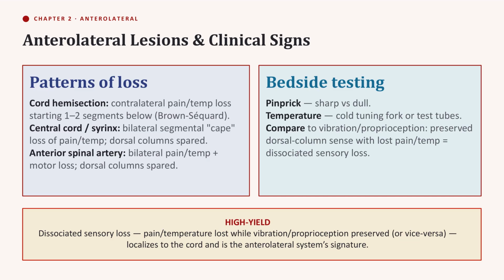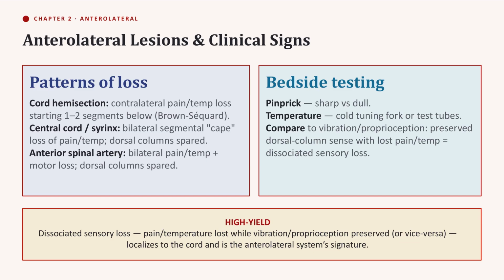And an anterior spinal artery infarct takes out the anterior 2/3 of the cord, giving bilateral pain and temperature loss plus motor loss, again with the dorsal column spared. On the right, how you test it, pinprick for sharp versus dull, and a cold tuning fork or test tube for temperature. And here's the move that clinches it. Compare. If pain and temperature are gone, but vibration and position sense are intact, you have dissociated sensory loss.